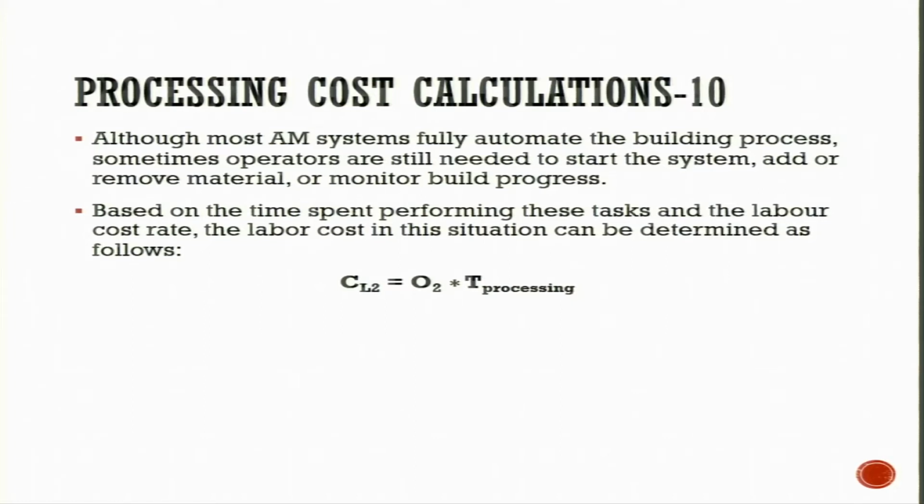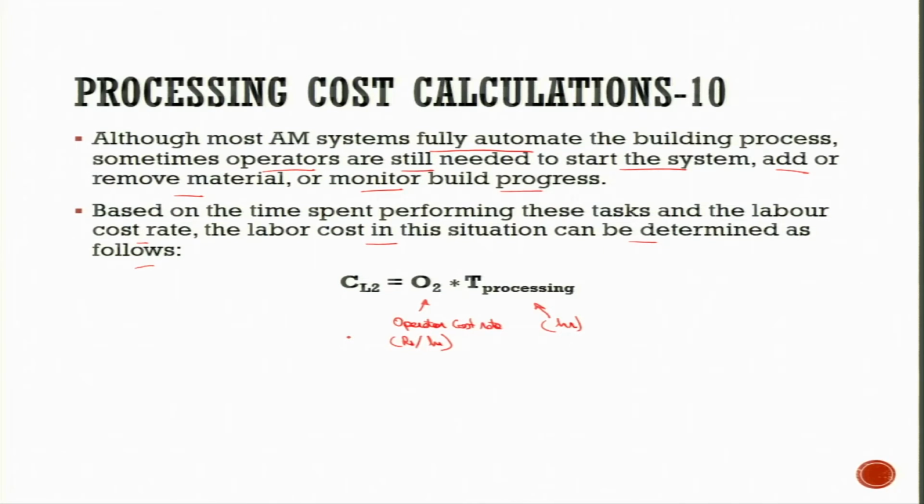The labor cost is equal to the operator cost rate, that is rupees per hour, into the processing time, that is in hours. Although most additive manufacturing systems fully automate the building process, sometimes operators are still needed to start the systems, add or remove the material, or monitor build progress. Based on the time spent performing these tasks and the labor cost rate, the labor cost in this situation can be determined here using this relation.